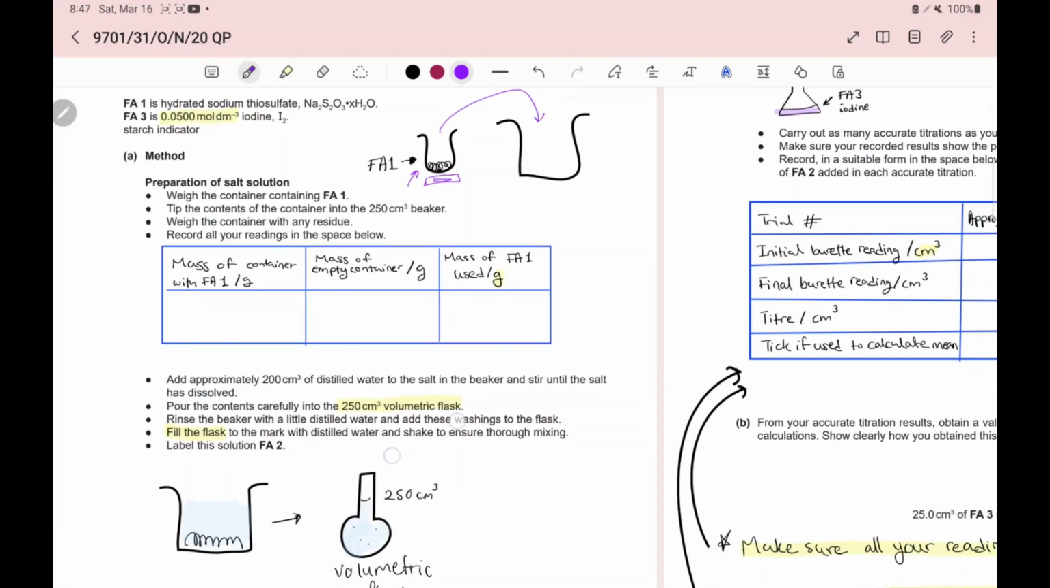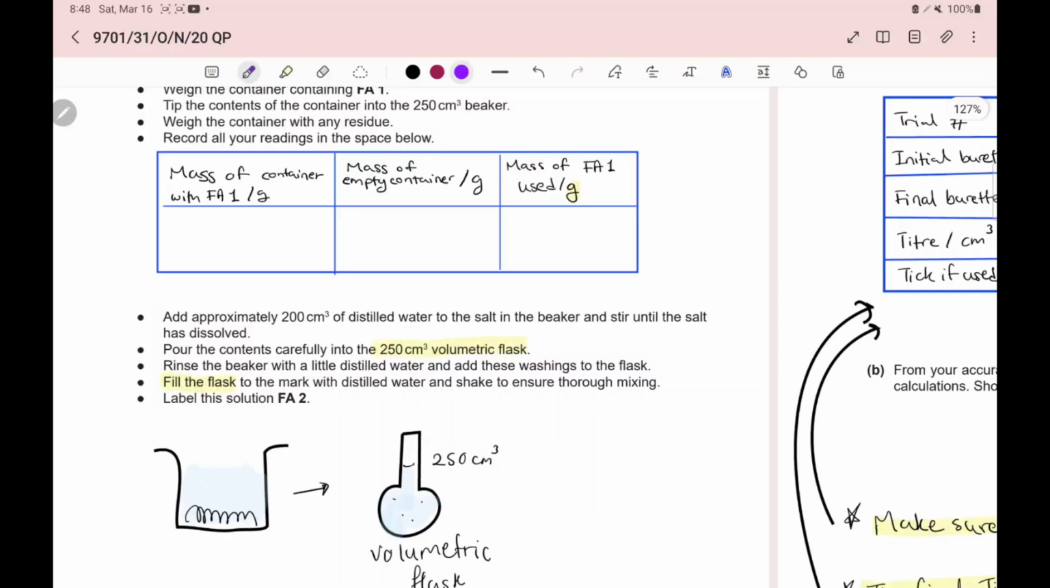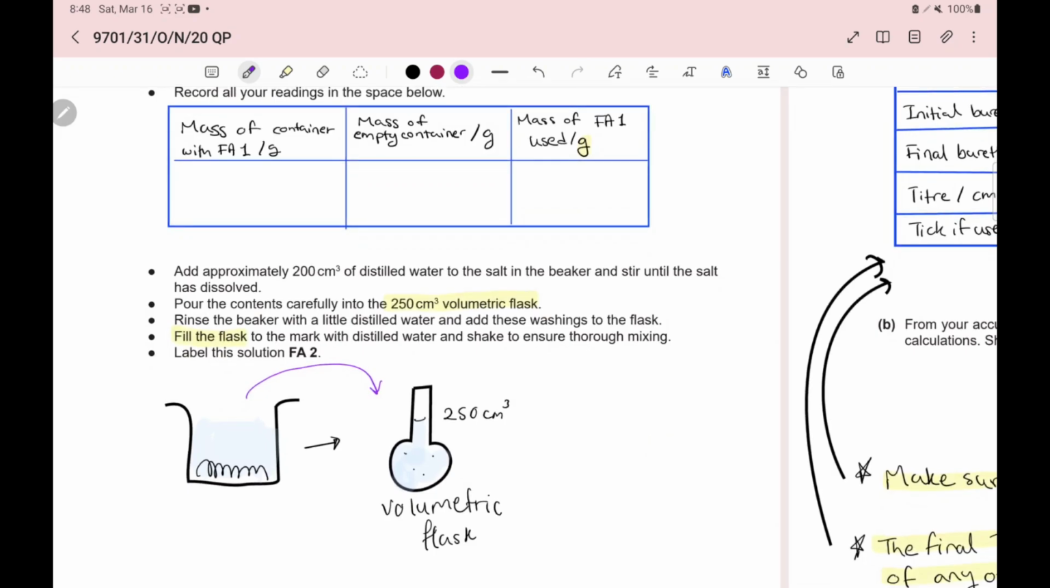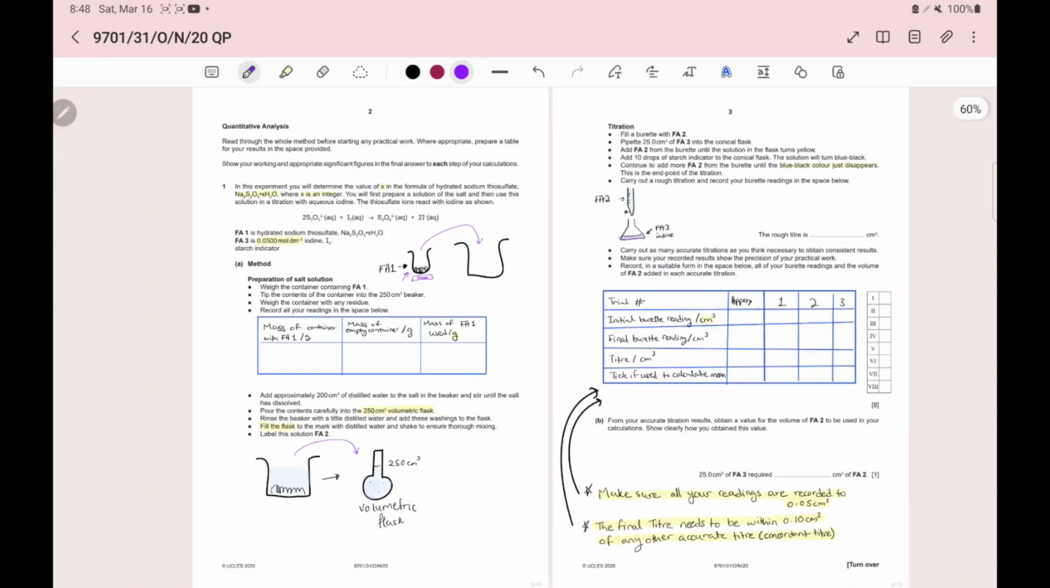Next, we're going to add approximately 200 centimeter cubed of distilled water to the salt in the beaker, and we're going to mix it. After we mix it, we're going to pour that content into a 250 centimeter cubed volumetric flask. And we're going to rinse that beaker with a little distilled water and add these washings to the flask. We're going to fill that flask up to the 250 centimeter cubed mark, and we're going to label the solution as Fa2. So now we're dealing with this volume, which is really important, and that is 250 centimeters cubed.